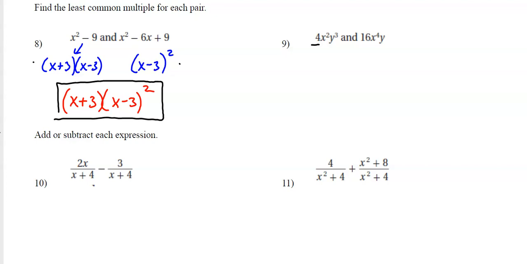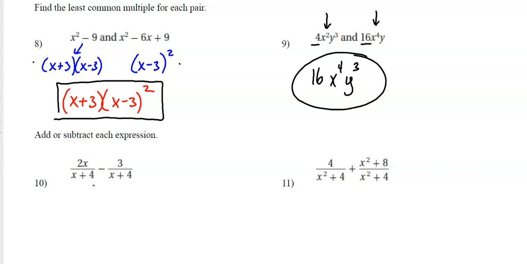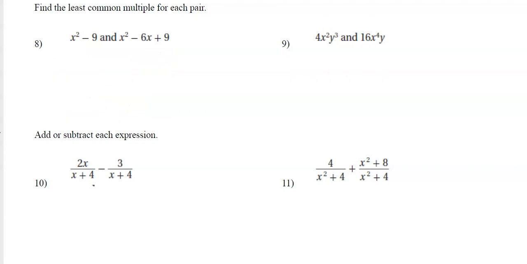When I'm looking at the next one, 4 and 16, well, 16 is the least common multiple of those two. I have an x squared and I have an x to the fourth, so you always choose the biggest power because they both can go into that. Y to the third, y to the first, so I'm going to choose the bigger power. Boom. That one's a little easier.